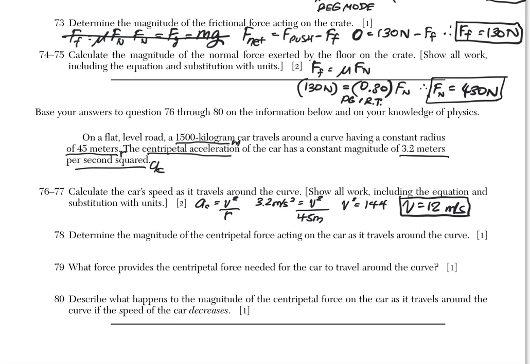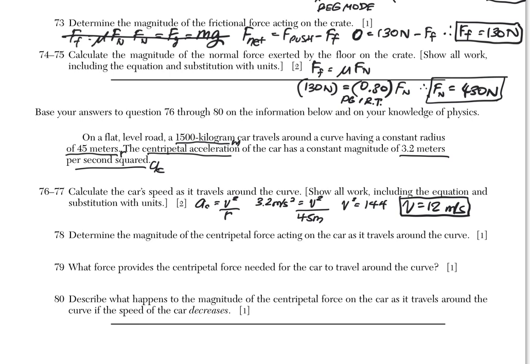Okay, terrific. Now, what is the centripetal force as it travels around the curve? That's not tough. We can just do F equals ma, F_c equals m a_c. 1,500 times 3.2 is 4,800 newtons. Then 79, what force provides the centripetal force needed to travel around the curve?